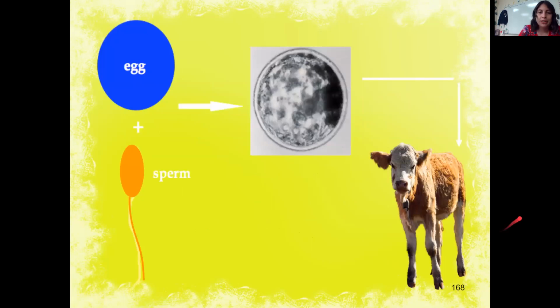So we get an egg plus a sperm. We get a tiny little cell of life, which will eventually turn into an animal like this cute little cow here, this little calf, not so little calf.